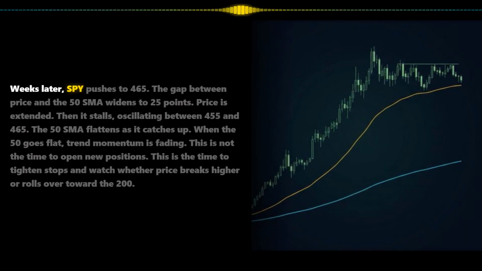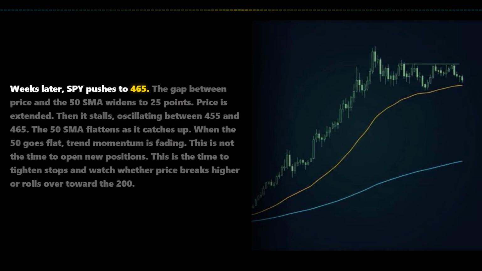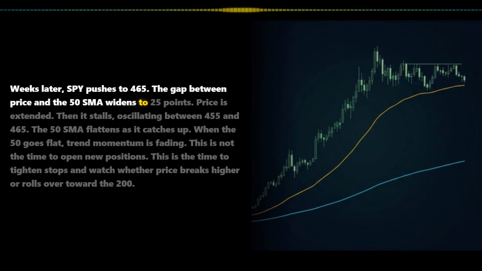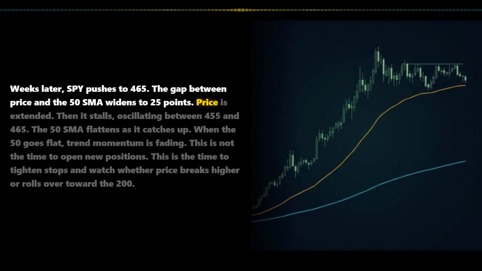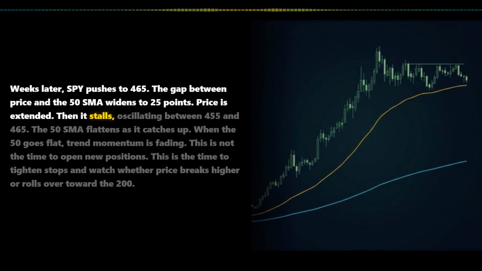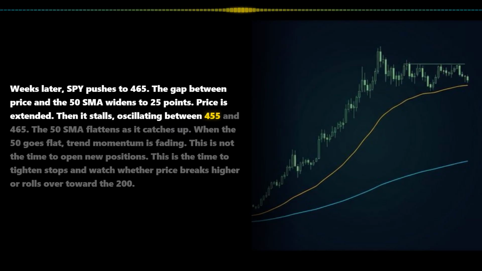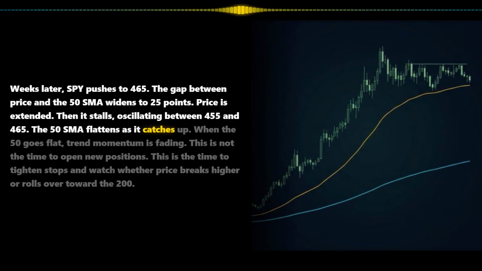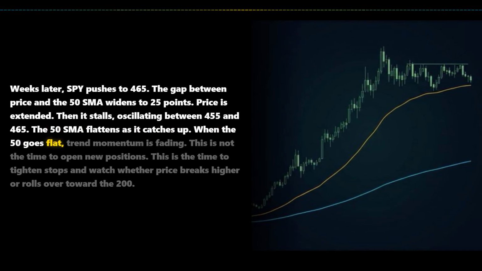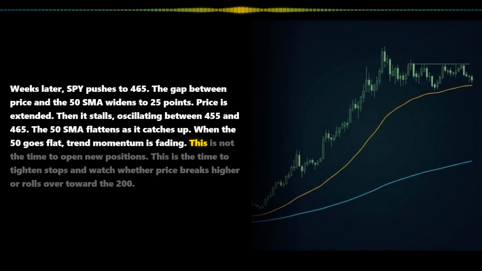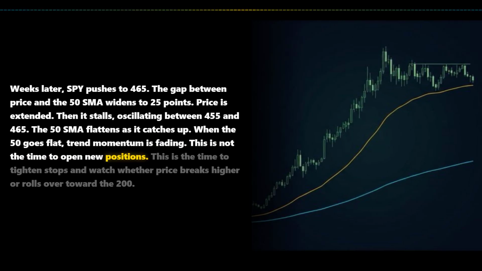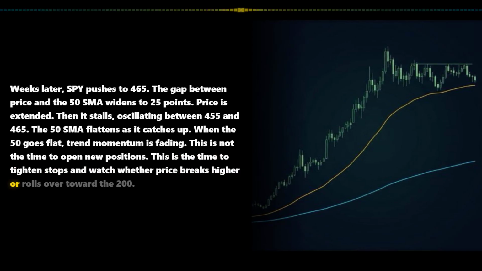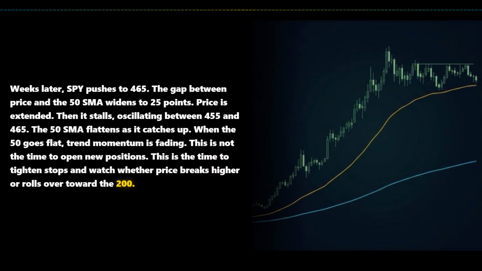Weeks later, SPY pushes to 465. The gap between price and the 50 SMA widens to 25 points. Price is extended. Then it stalls, oscillating between 455 and 465. The 50 SMA flattens as it catches up. When the 50 goes flat, trend momentum is fading. This is not the time to open new positions. This is the time to tighten stops and watch whether price breaks higher or rolls over toward the 200.